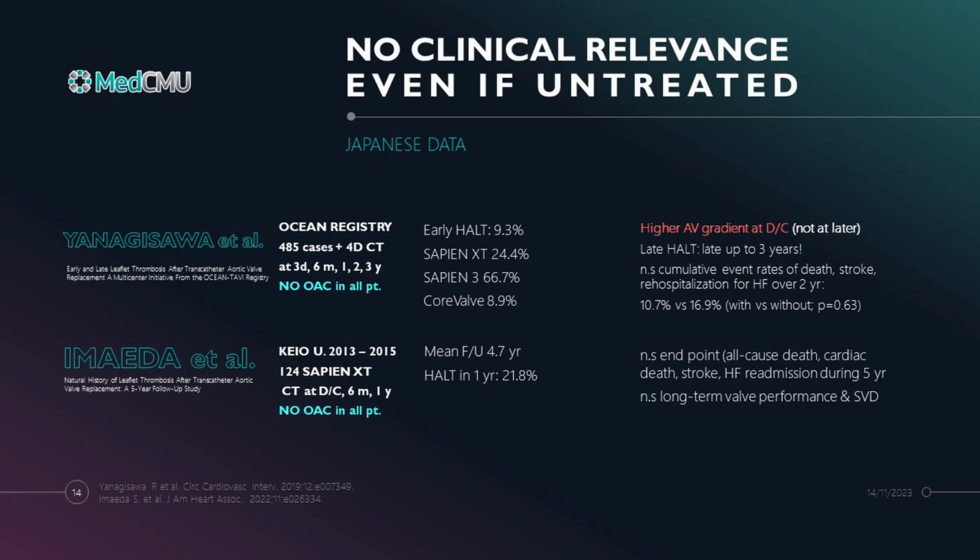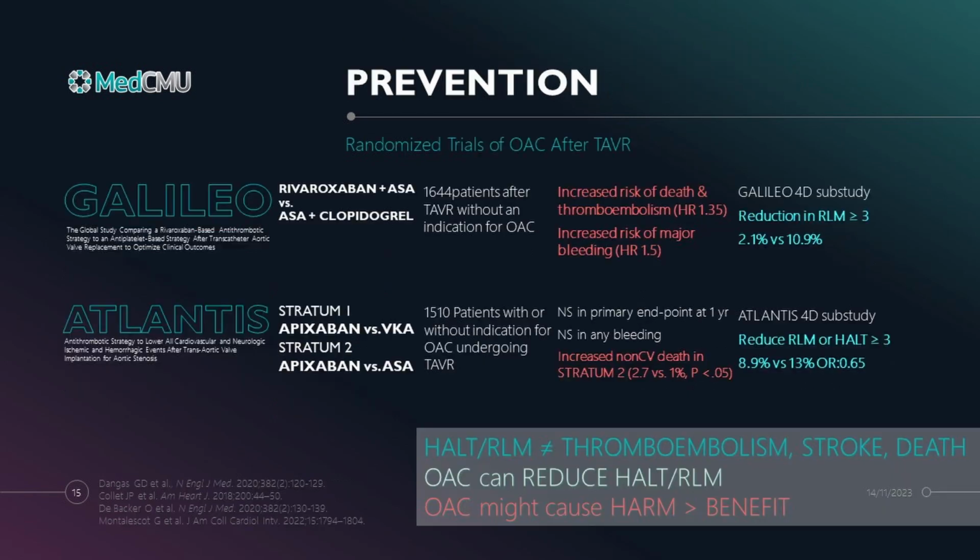Another study included only the SAPIEN XT, again without any oral anticoagulation, and performed CT at 6 months and 1 year. The HALT incidence at 1 year was 21.8%, and also there is no statistical significance in the endpoint. There are some trials that try to prevent HALT by using oral anticoagulation after TAVR. I think everyone knows these 2 studies quite well, GALILEO and ATLANTIS, so I won't go into the detail.